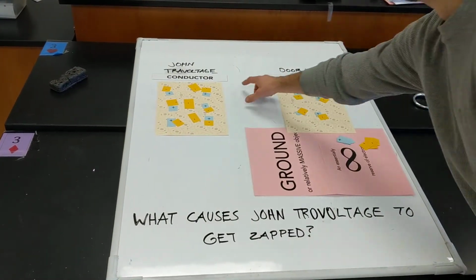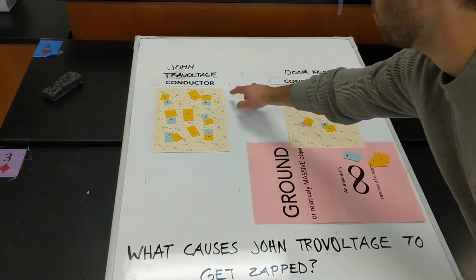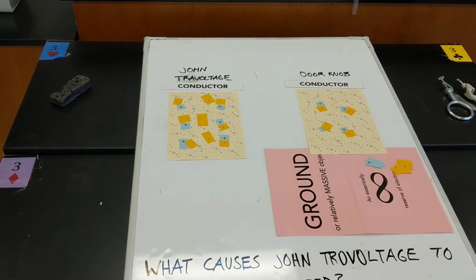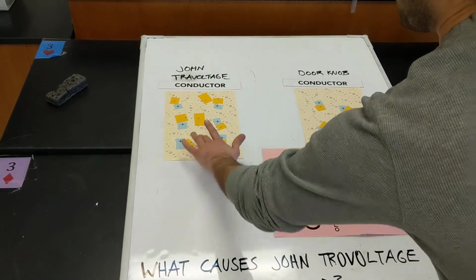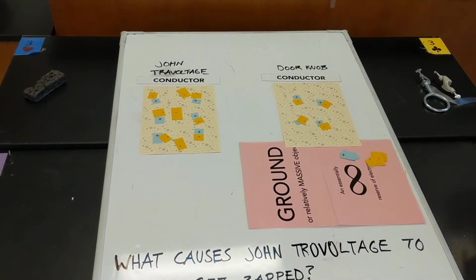And John Travoltage is a conductor. His skin is a conductor, his body's a conductor, and so that's why I have this material. It has the atoms that have the empty valence shells, so it allows electrons to move and spread out evenly. So John Travoltage is negatively charged.